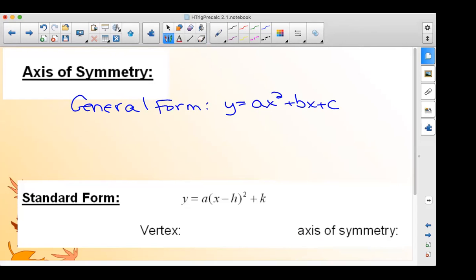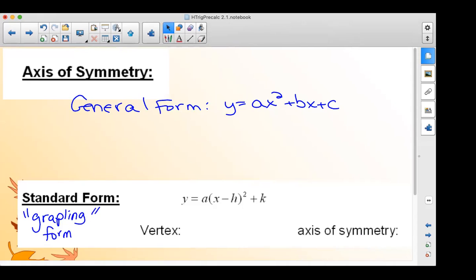Standard form is underneath. And standard form is the form where I have the h and the k back from chapter P. All those functions we graph, the quick functions, have the h and k in it. Standard form is also known as graphing form. I can quickly graph a function by using the numbers in standard form. We're going to first talk about the axis of symmetry, though, what it means if my equation was in general form. So we just said from before that the vertex is the highest or the lowest point.